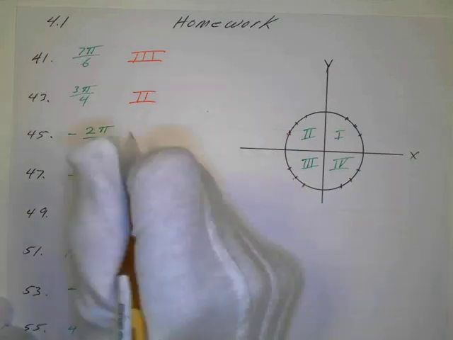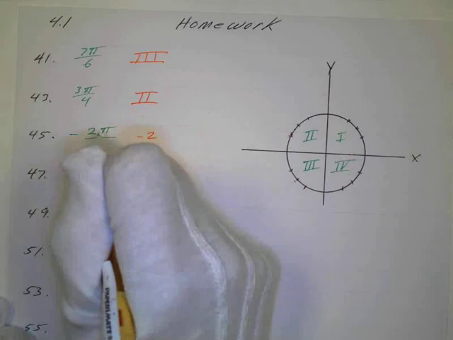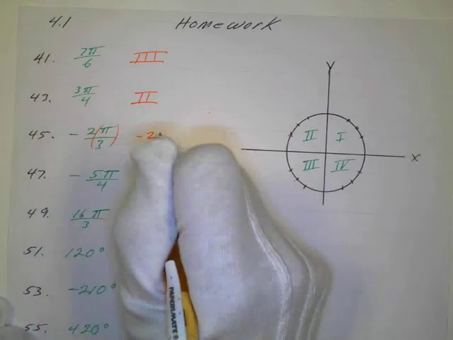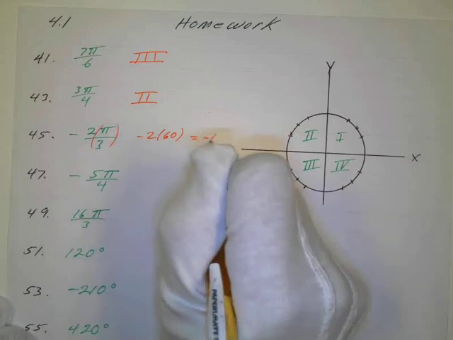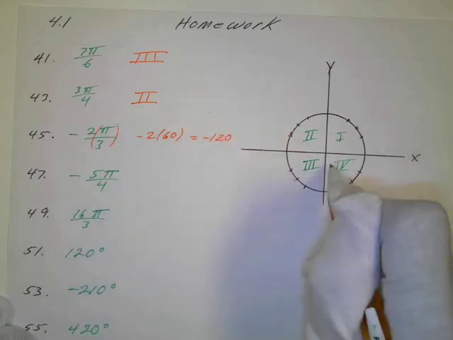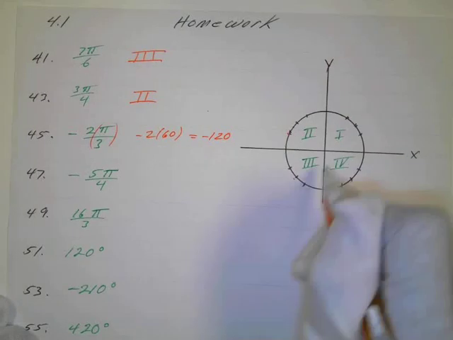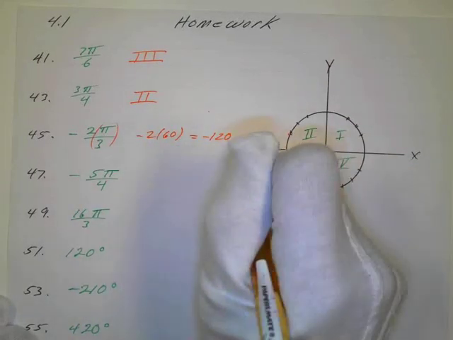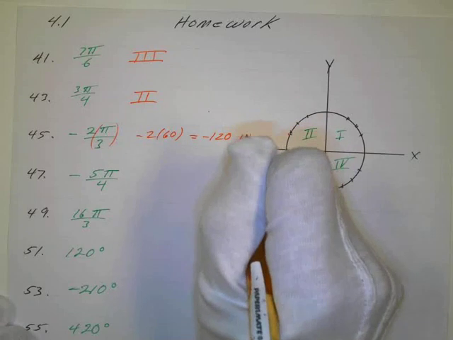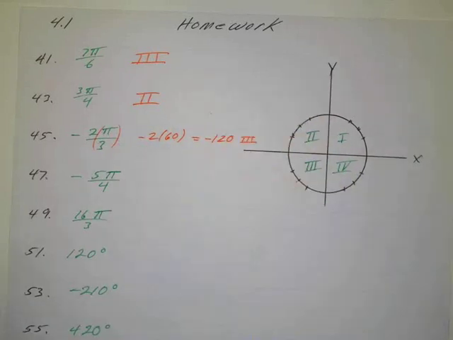Or I can think of this as negative 2 times, and remember pi over 3 is like 60. So that would be negative 120, and again that's negative 90. There's negative 120, so that again would put me over here at quadrant number 3. So you can see that over there.